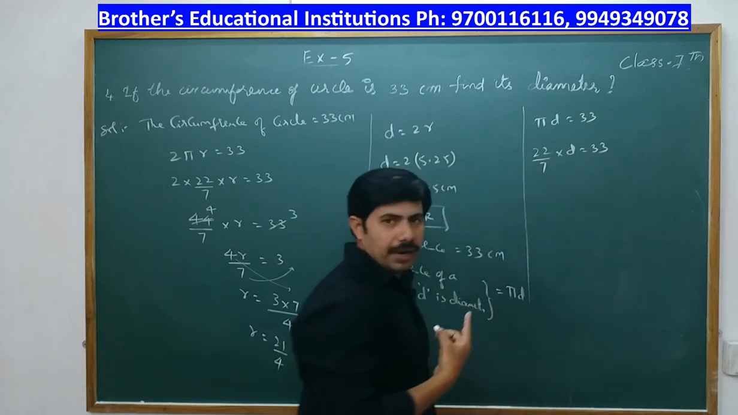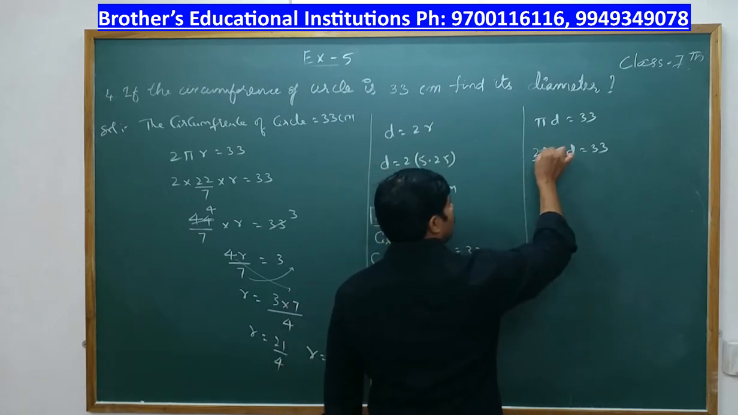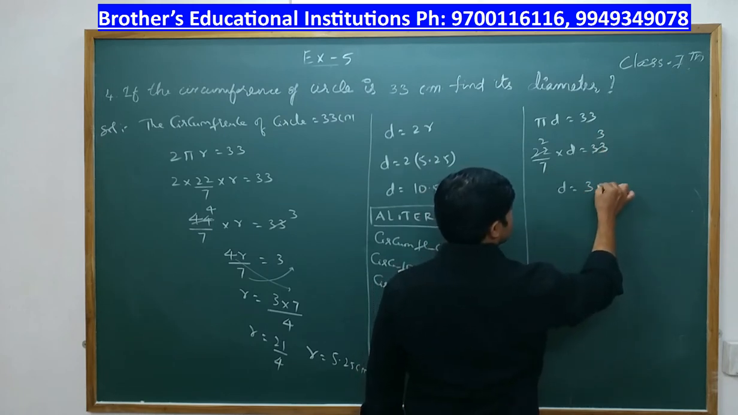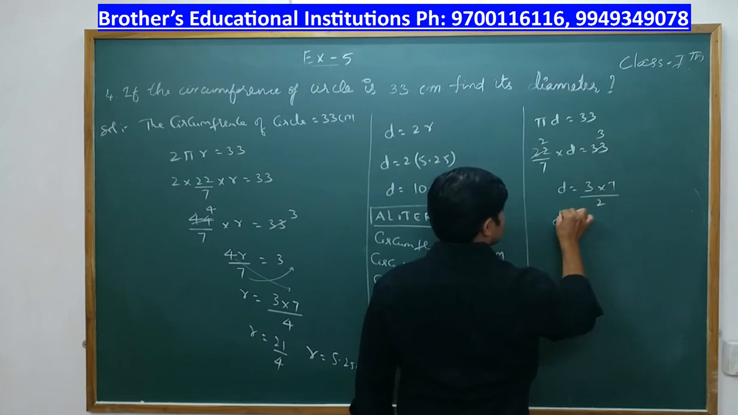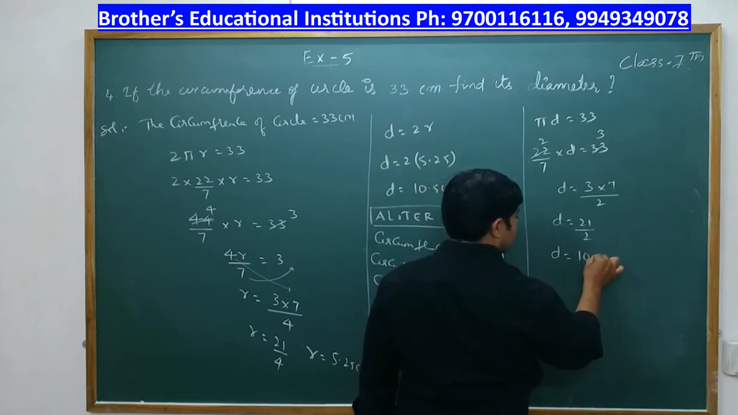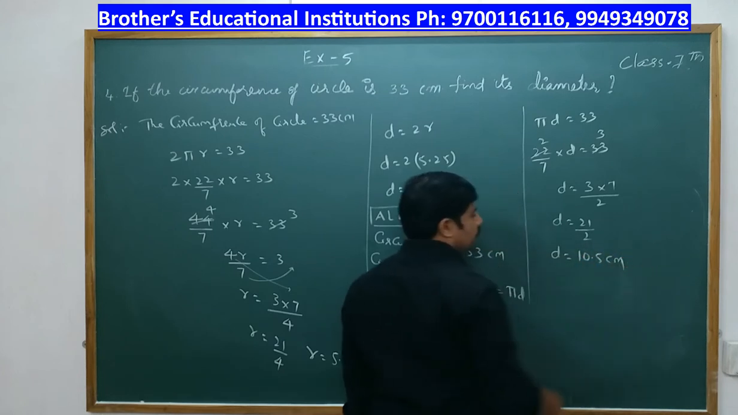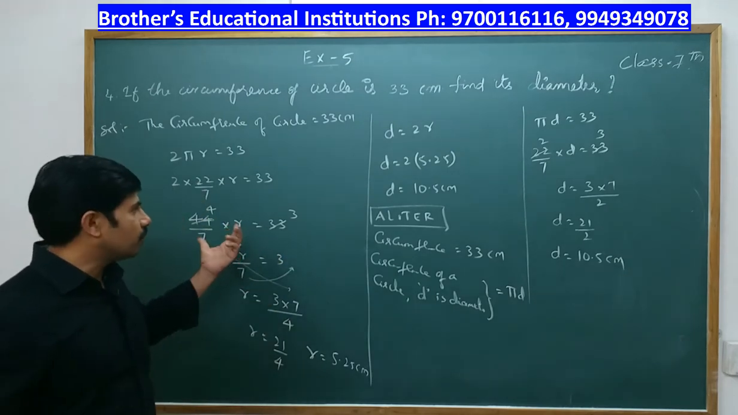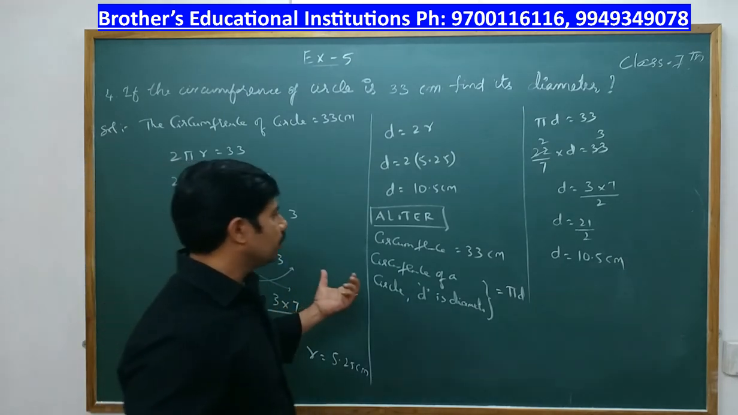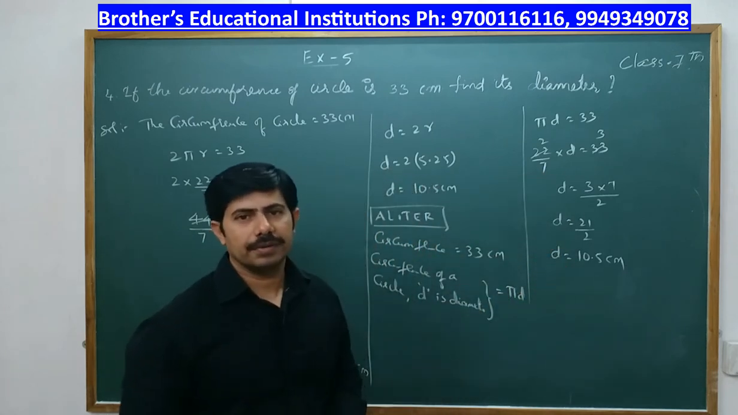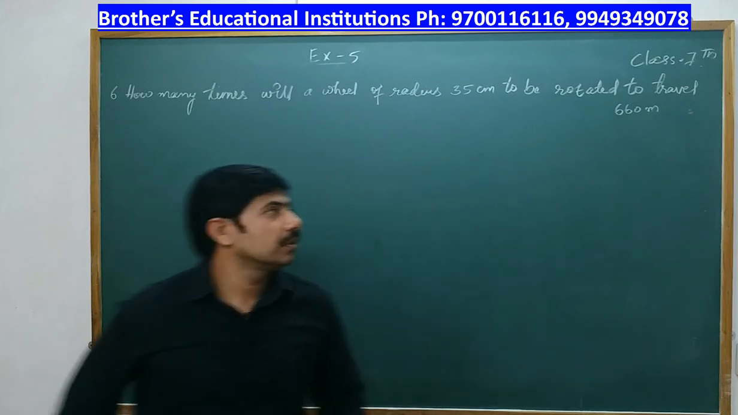Now we can eliminate in the 11 table directly. So 11 2s are, 11 3s are. So d is nothing but, just cross multiply the denominator, already 3 is there, into 7 by 2. So d is equal to 21 by 2. So d is 10.5 centimeters. So we got the same result. After finding the radius, we got the diameter, and directly by using pi d also we got the diameter. Okay, completed. So next question.